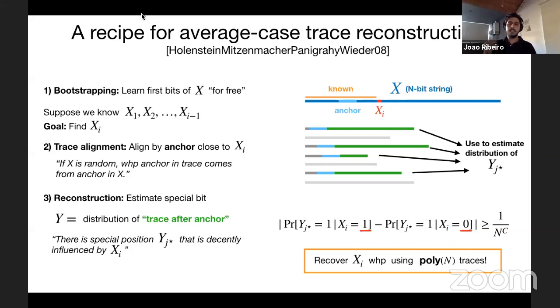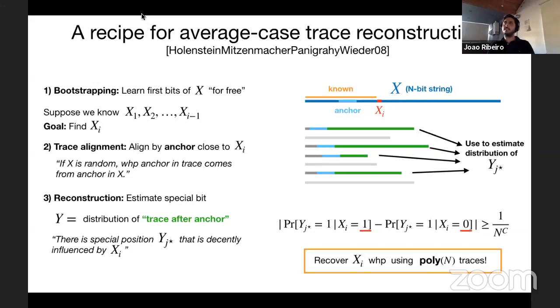Exactly, because X is uniformly random. Okay. Any more questions? Do you have any intuition on the third claim, the third point? Like, there is a special position yj star. Yeah, I mean, not really.